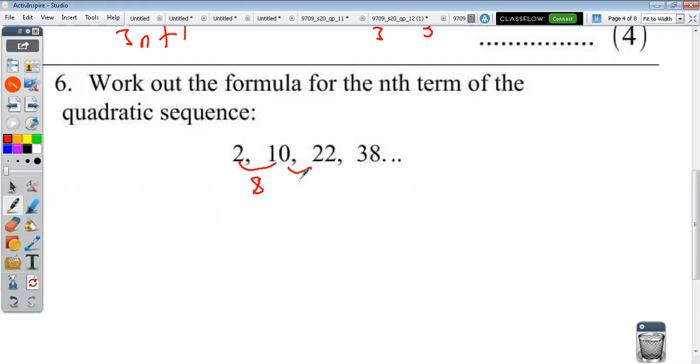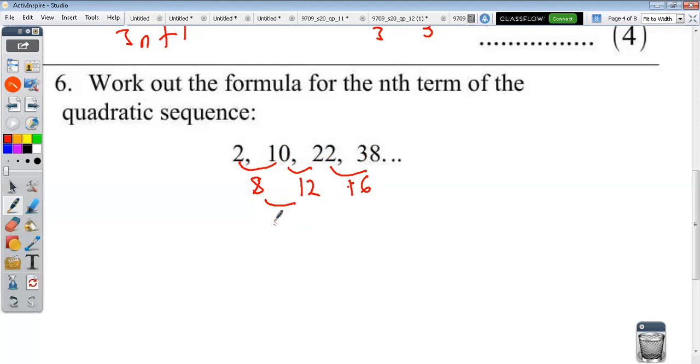Eight, 12. That's correct. Sorry, 8, 12. I don't have a calculator. That's 16, yeah? What's the difference here? So even on the n squared, you're not correct, huh?